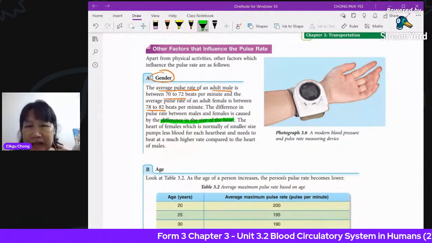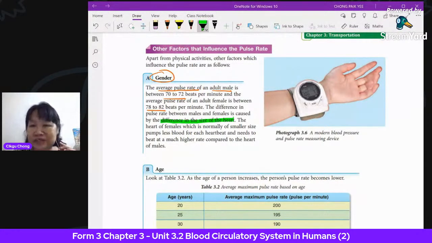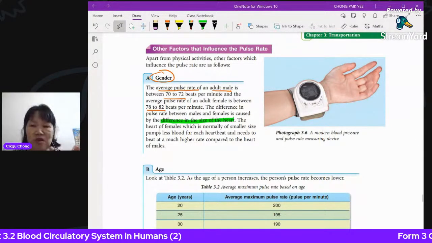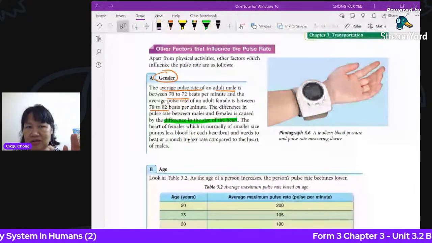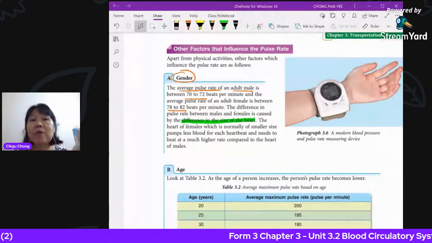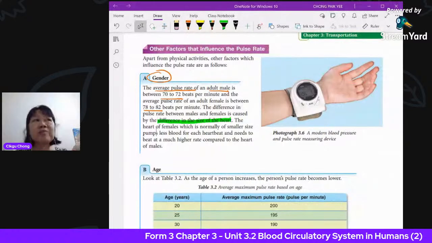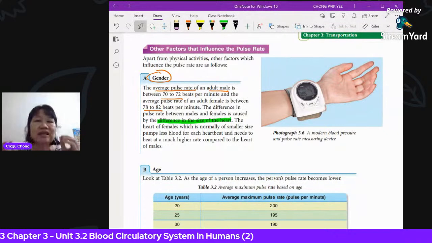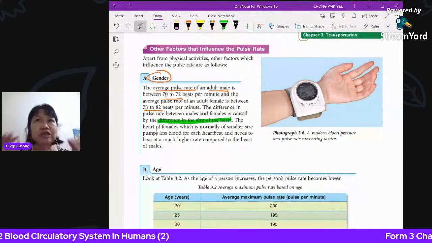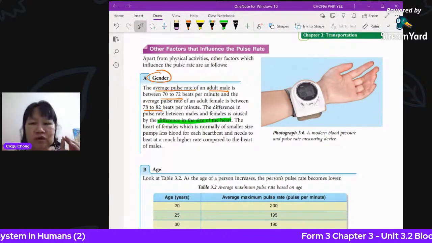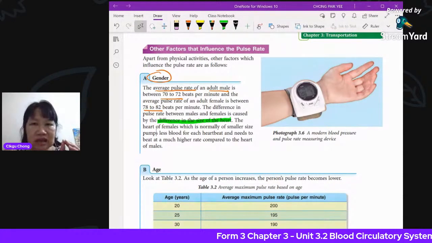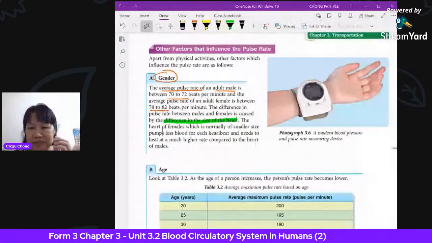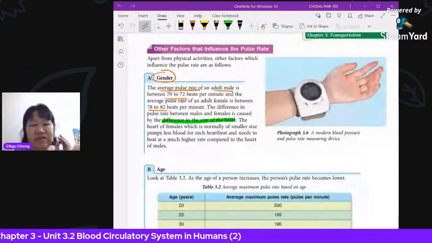Who has a bigger heart size? Can you guess first? The male or the female? Comparing the same body size. Of course, we cannot compare a very big man with a very small lady. We must compare the same size body first. If same body size, same age, and everything the same, whose heart will be bigger? Yes, the male will have a bigger heart.